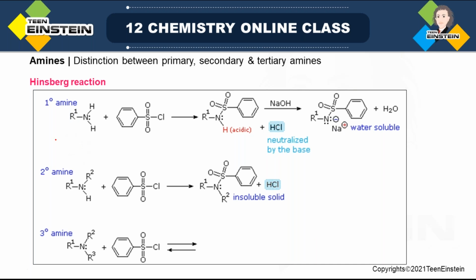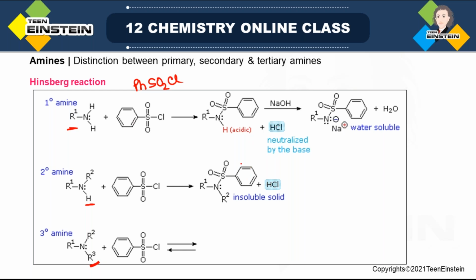Now what amines have we taken? We have taken this general structure R1NH2, this is 1 degree, then R1R2NH, only one H, this is 2 degree, and in this case we do not have any H, that is why it is 3 degree. But the reagent is common. Look at the reagent, it is PhSO2Cl. If you write the detailed structure, it will be like this: benzene ring, then S, 2 double bond O, then Cl. So PhSO2Cl is the common reagent that we are using in the Hinsberg reaction.